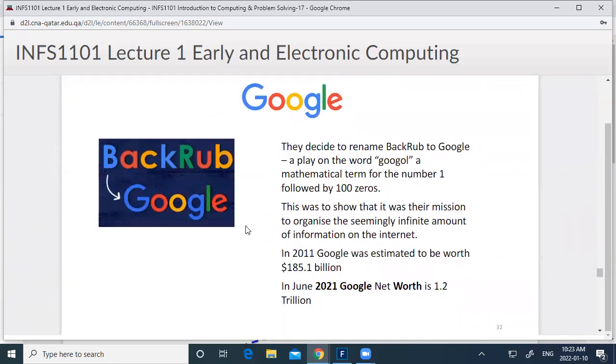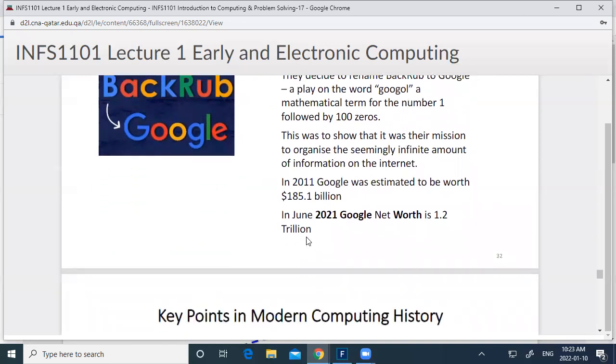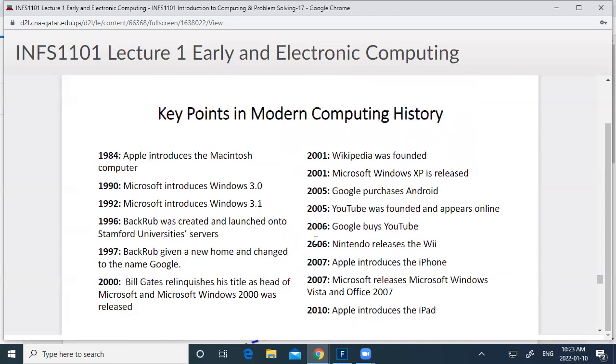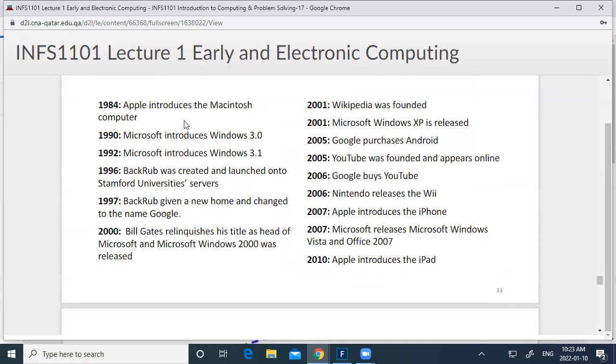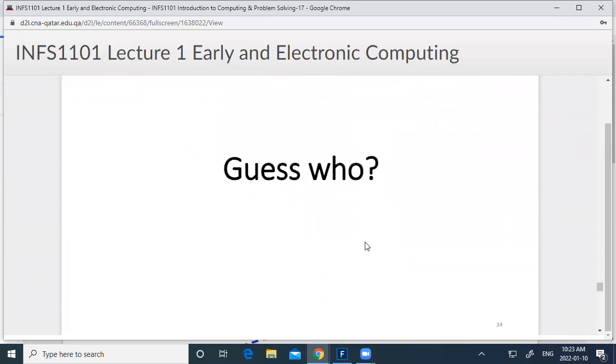Okay, so here it is. Why did they call it Backrub? Doesn't say, right? Just says why they call it Google, 100 zeros. Okay, and so there's some more history. You see it's all happening kind of fast. I'm not going to go through that.